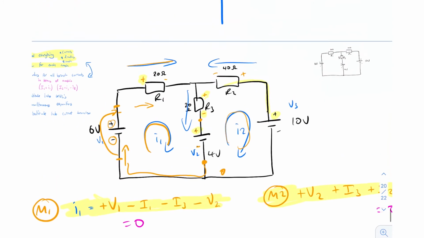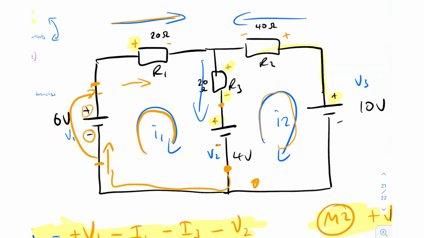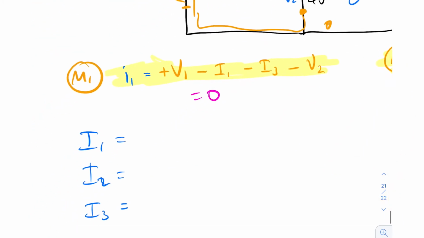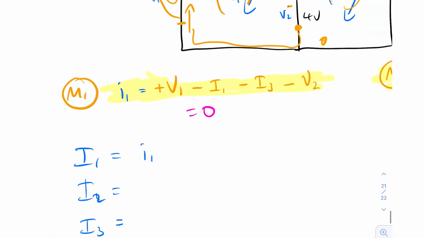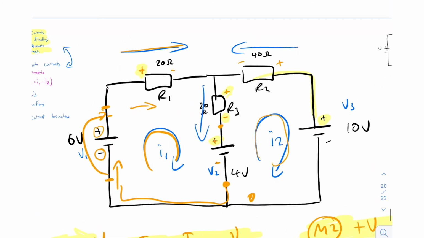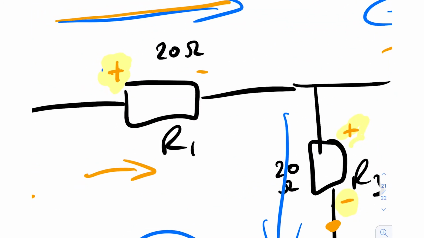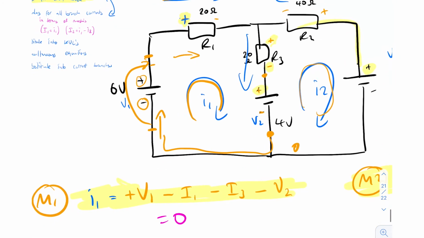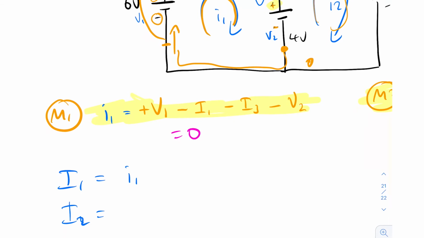Okay, so I1 over here: does this mesh I2 have any effect on I1? Does it go through R1? The answer is no, it doesn't. So R1 is only affected by the mesh I1. So I1 is equal to lowercase I1, the mesh. Now, does it approach it from its positive or its negative? The answer is it approaches it from its positive terminal, so the current going through that is positive I1.